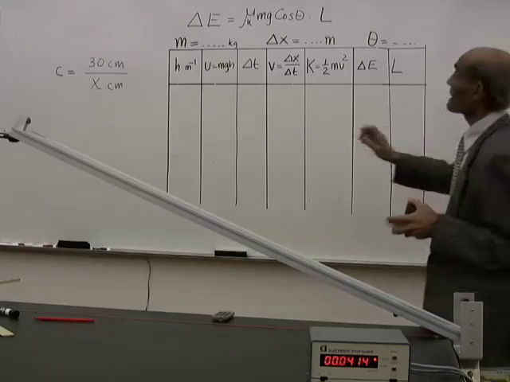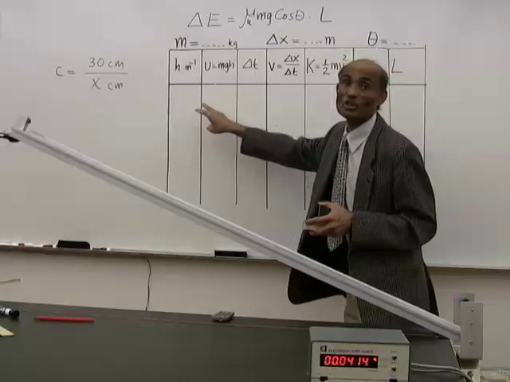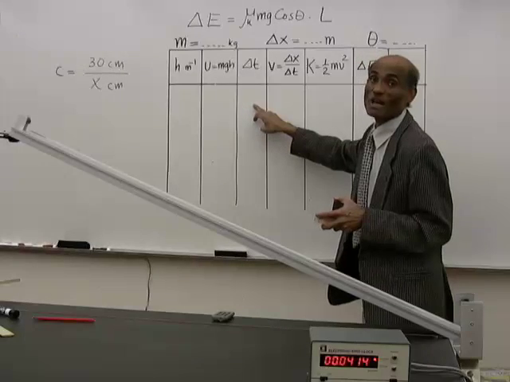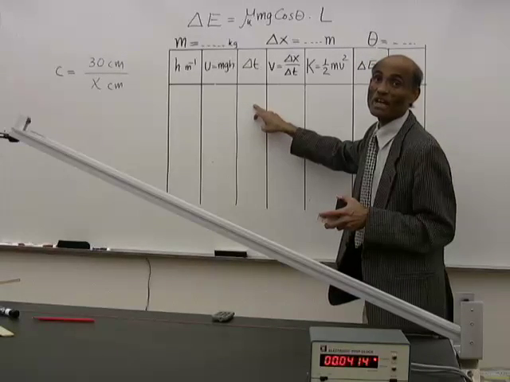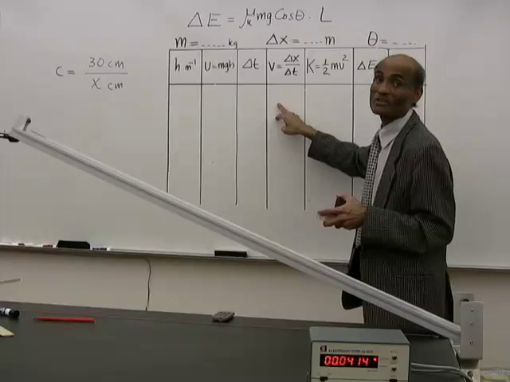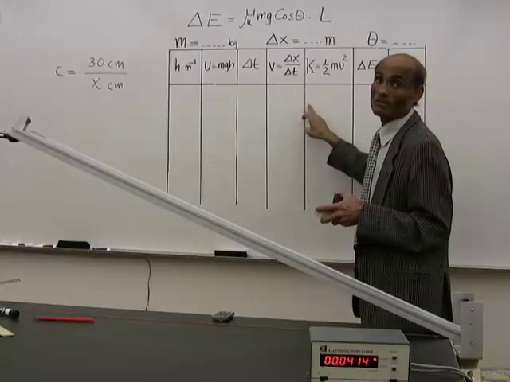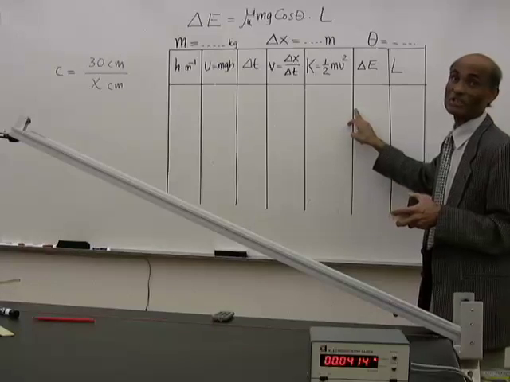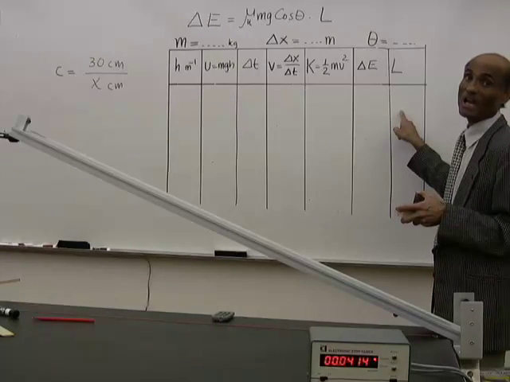Take the average for your delta T. So for the second trial you have measured H. You can calculate potential energy. You have 3 trials of delta T, find the average, use that to find V, find kinetic energy, and find delta E. You have measured L already.